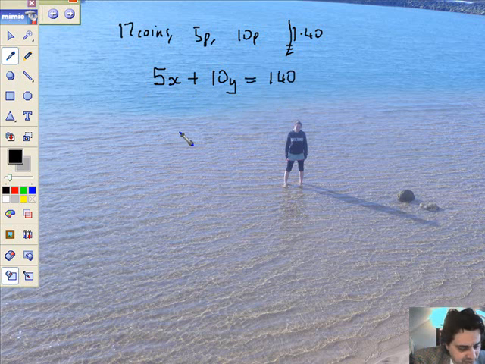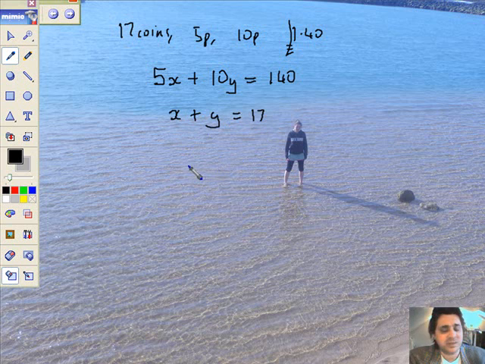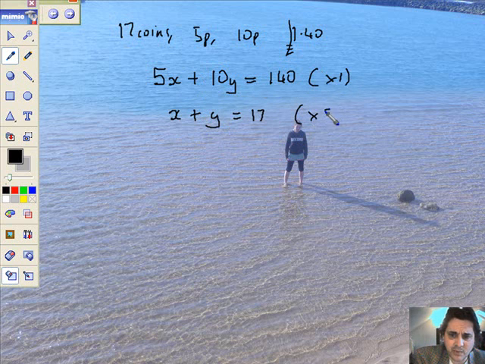Now I've got 17 coins in total, so the number of 5p coins plus the number of 10p coins should come to 17. That's what it says there. 5 lots of the number of 5p's and 10 lots of the number of 10p's comes to 140. I've got two simultaneous equations and I have to treat them simultaneously. If we multiply by 5, we can go for 5x's throughout. So you stay put, you get multiplied by 5. So let's upgrade.